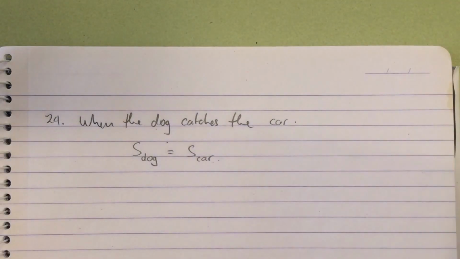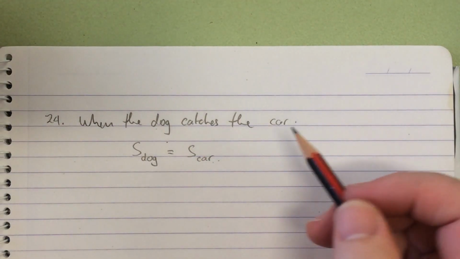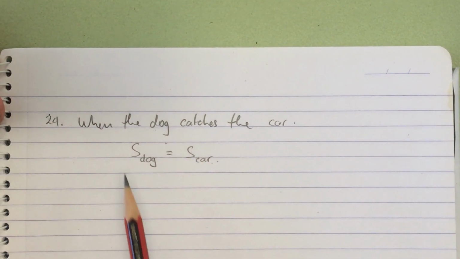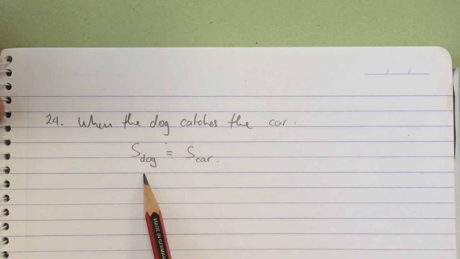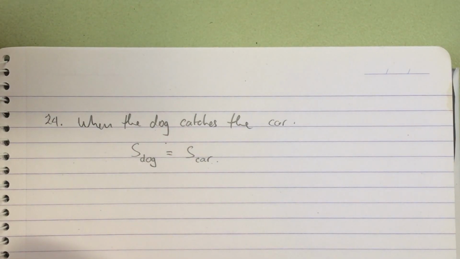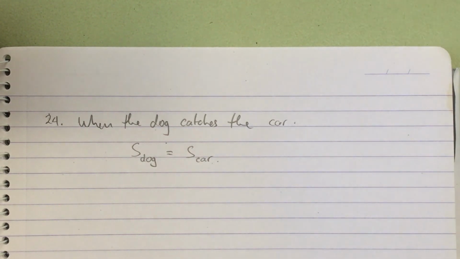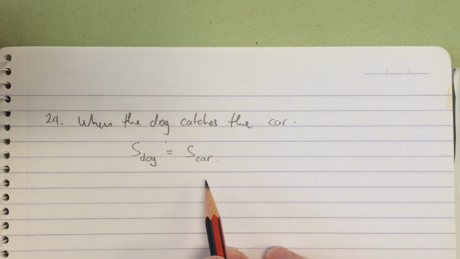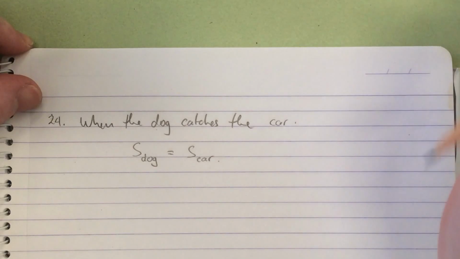So in order to answer this question, we're going to make this first observation, which is really important, and that is that when the dog catches the car, the displacement of the dog will be equal to the displacement of the car. So what we want to do is find an expression for the displacement of the dog, set that equal to an expression for the displacement of the car, and then solve for time.